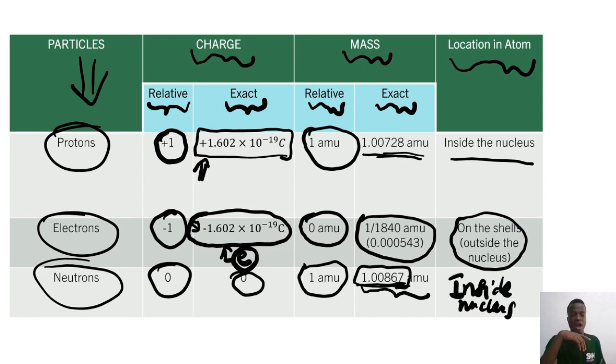So basically that's what we have. So take note of something. Let's go back to atomic particle.